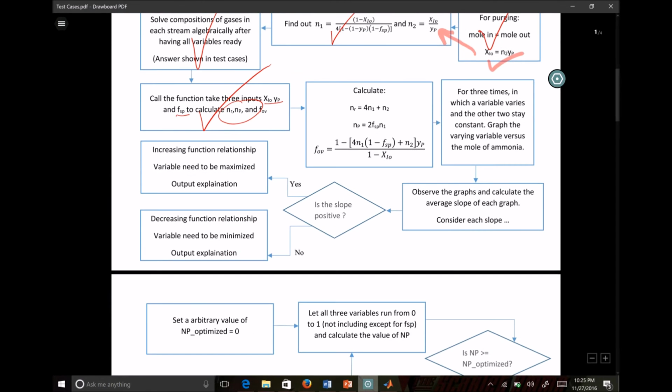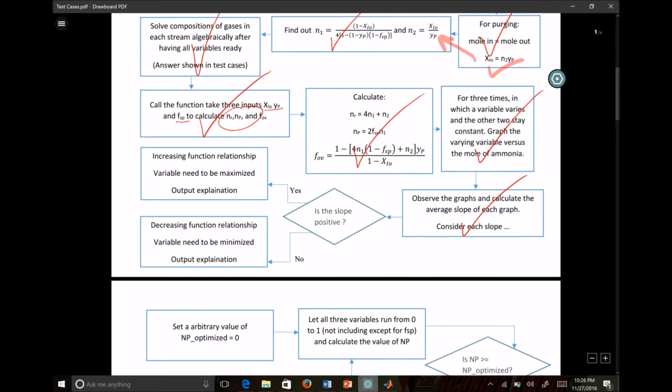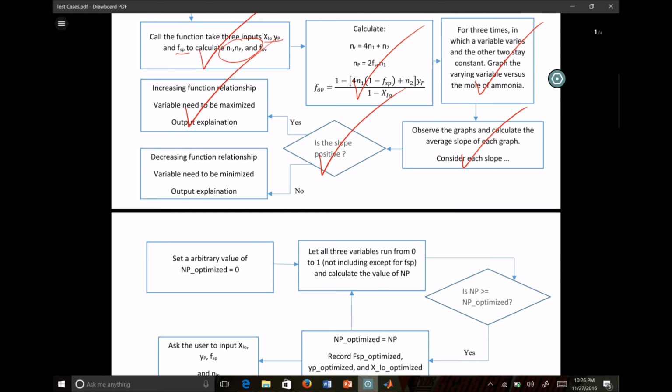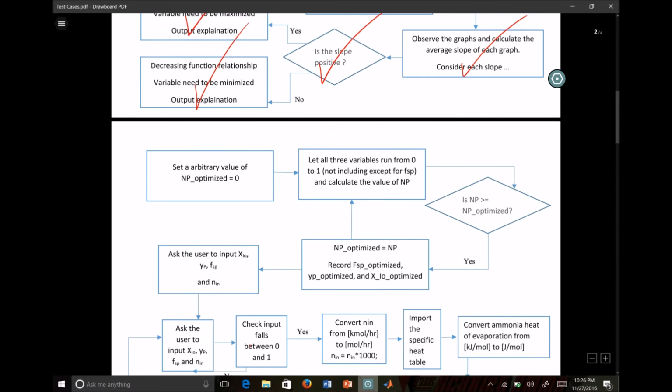I calculate this, I calculate this, I calculate this, and oh, I didn't say this. Observe the graphs and calculate the average slope. Each graph you can see goes down or goes up. If the slope is positive, it is an increasing function. It means the variable has to be maximized because the thing increases, so the more it increases, basically you have to maximize it, and otherwise minimize.